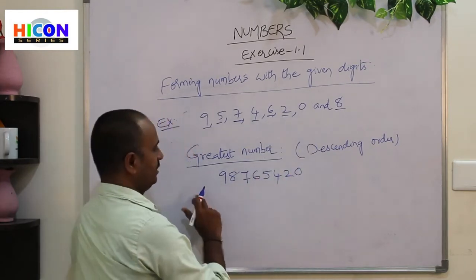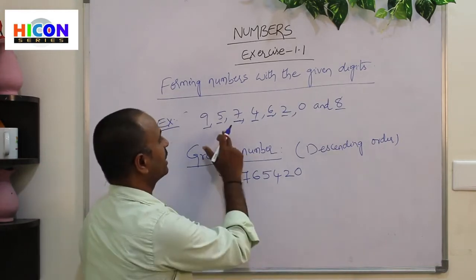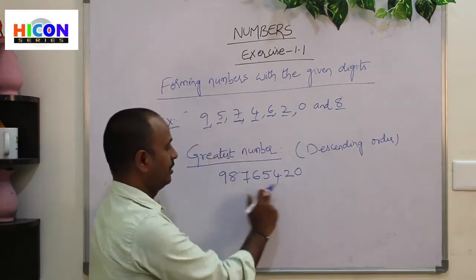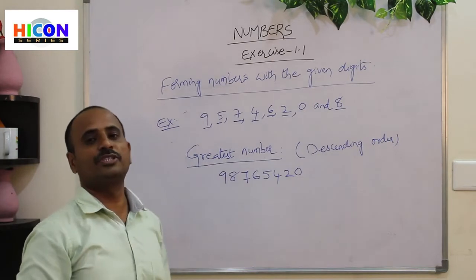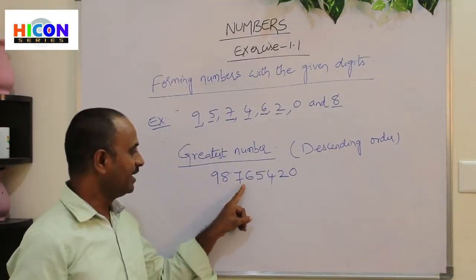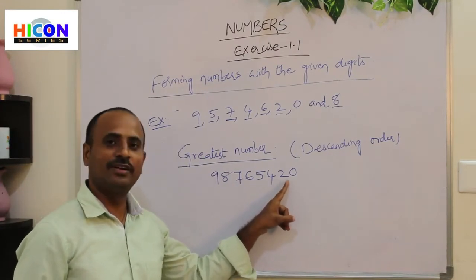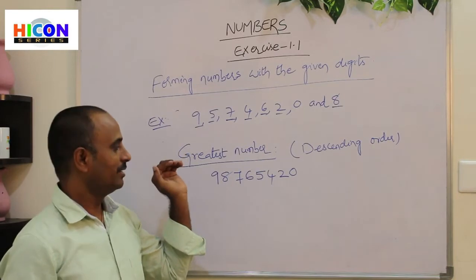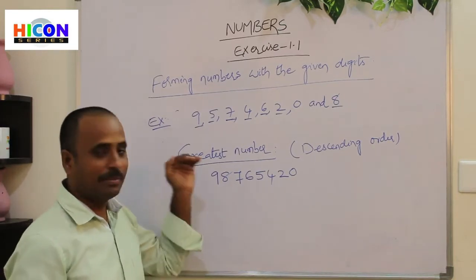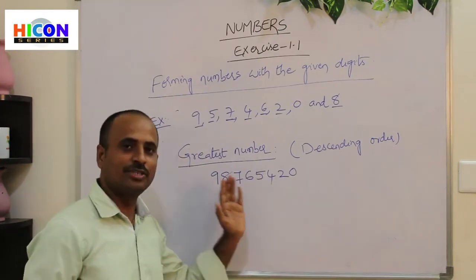So children, this is the greatest number, simply obtained by writing the given digits in descending order, that is from greatest to smallest. This is the greatest number, that is 9 crores 87 lakhs 65,420. So this is the greatest number which can be obtained simply by arranging the given digits in descending order, that means from greatest to smallest.